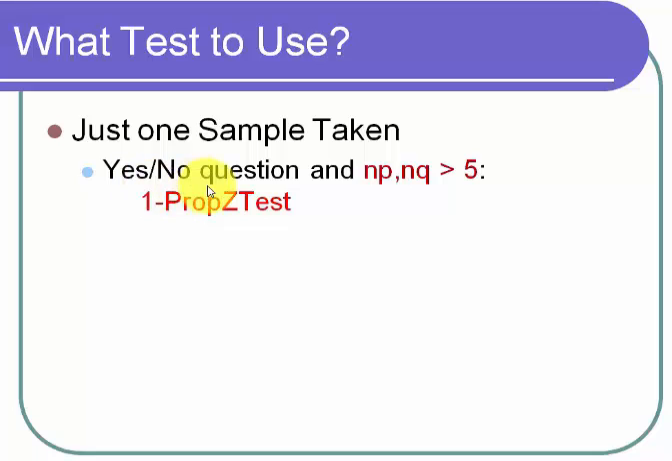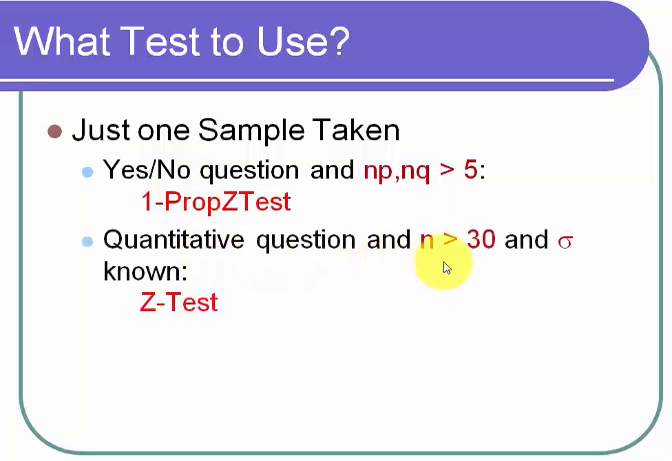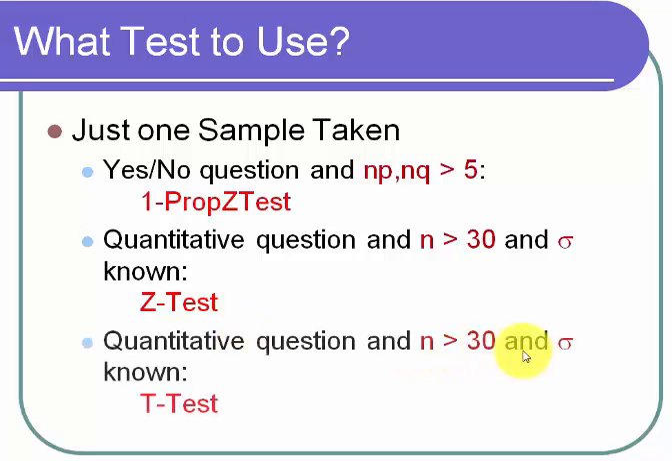If it's not a yes-no question, and if we happen to know the population standard deviation, and we have a sample size greater than 30, we use a z-test. If we don't know the population standard deviation, and it's quantitative, and the sample size is greater than 30, we use a t-test. So that's for 1 sample.